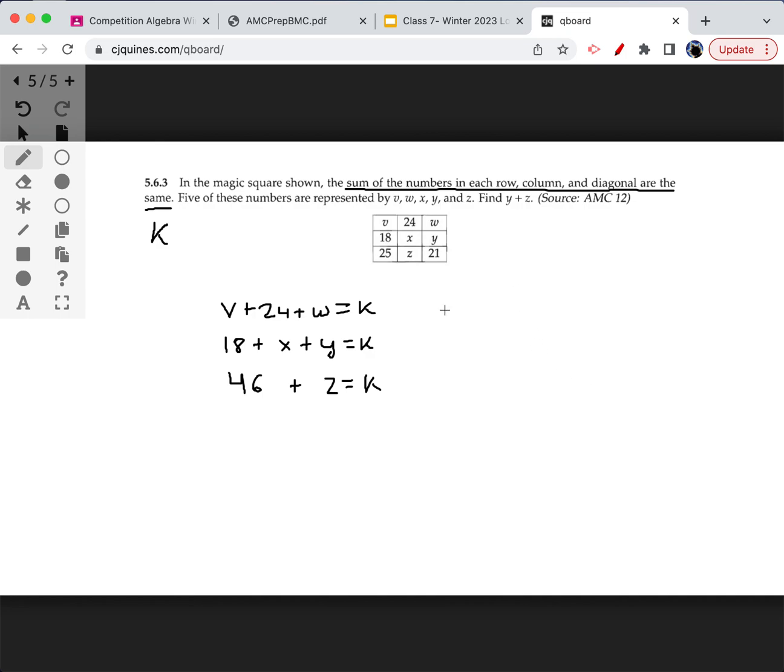So next for our columns, we have v plus 18 plus 25, which is 43, is equal to k. 24 plus x plus z is equal to k. And w plus y plus 21 is equal to k.